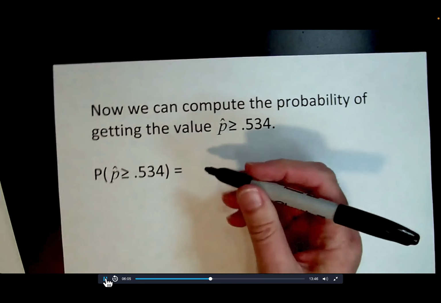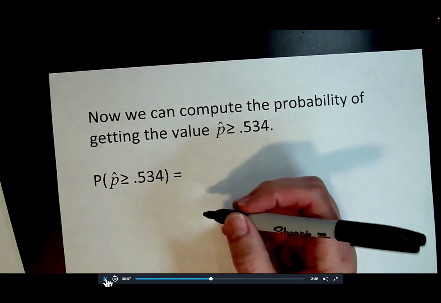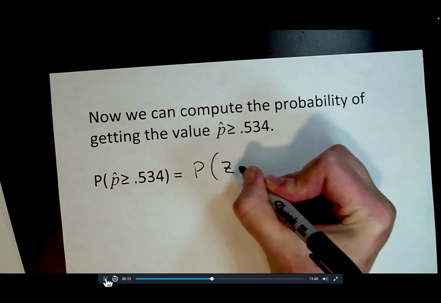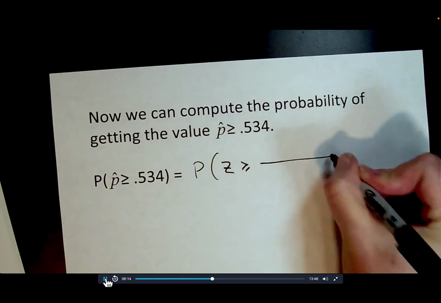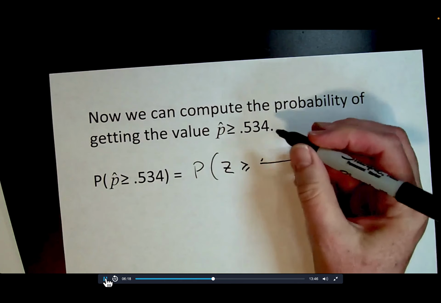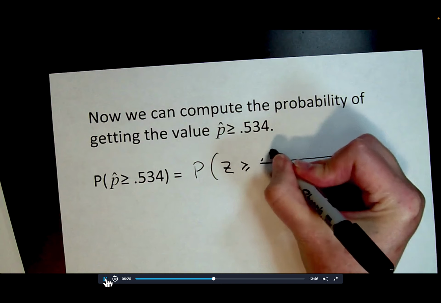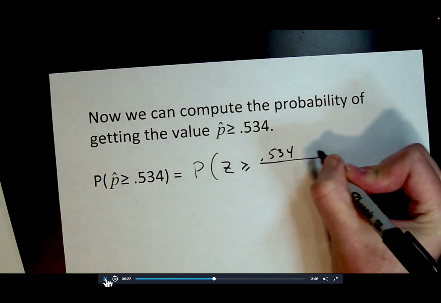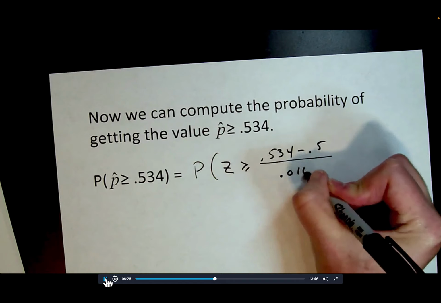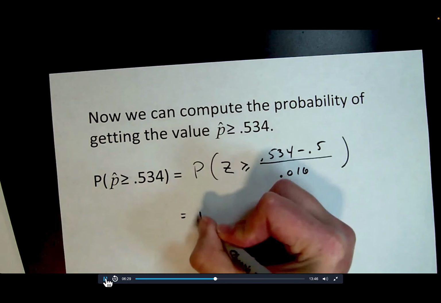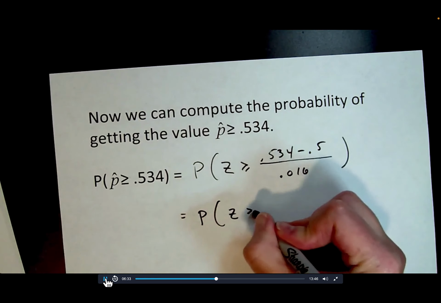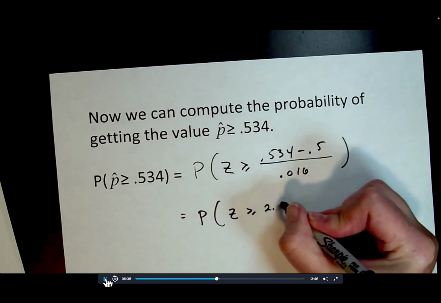Okay, so here we go. This is the same then as the probability that z is greater than or equal to... and remember how you convert: you take your value, 0.534, subtract the mean, divide by the standard deviation. Okay, that gets you a z-score, which turns out to be 2.15 in this case.